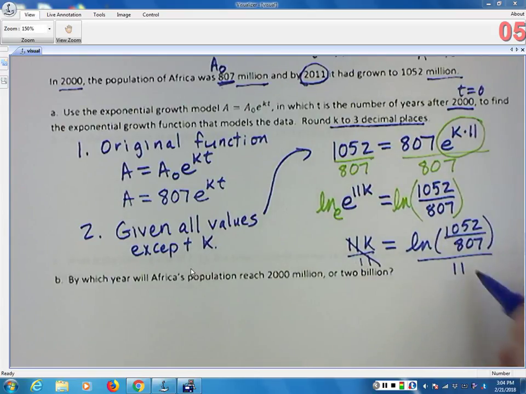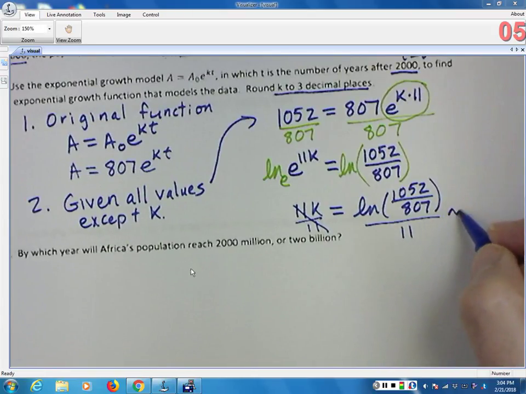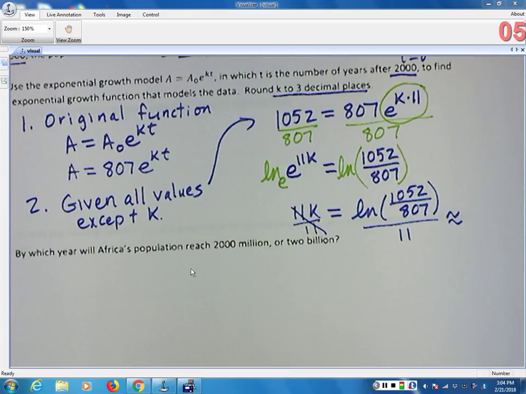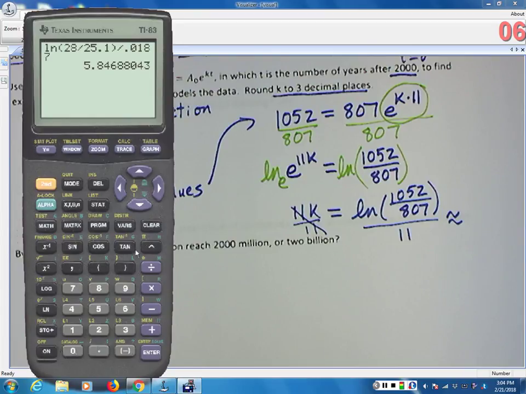So this is what k equals. We need 3 decimal places, so we need to put that in our calculator and get it to 3 decimal places. Turn it on, do natural log of 1052 divided by 807, divided by 11. I had to close the natural log, and I get 0.024.